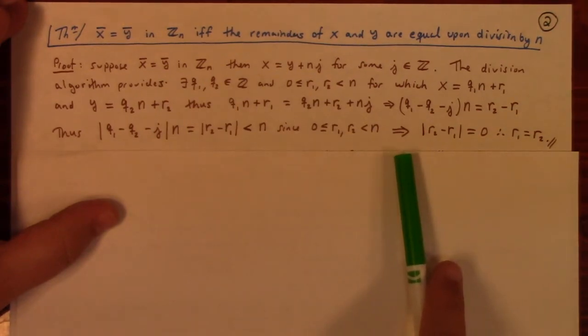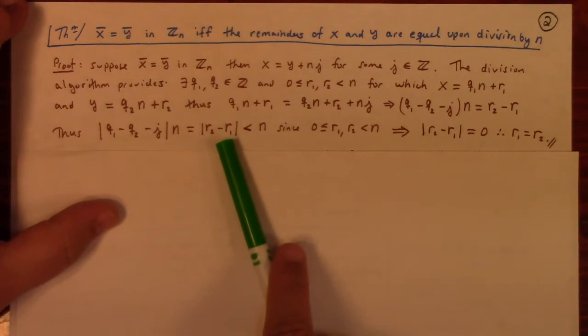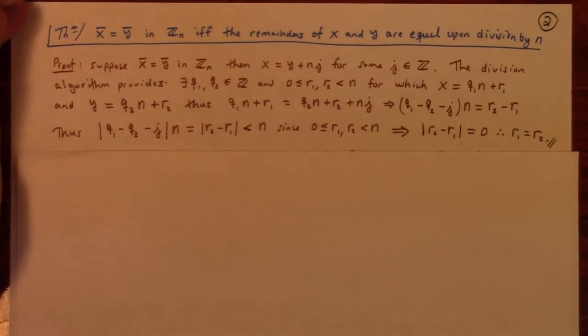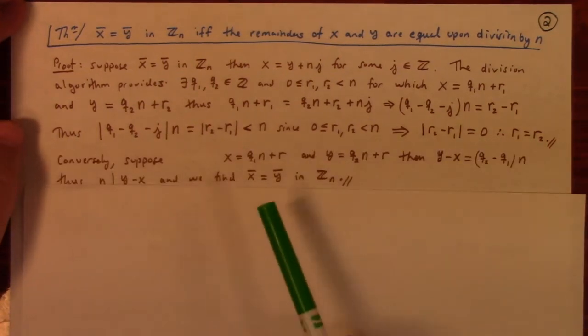So that says that it can't be anything but 0. That has to be 0. And if that's 0, that forces r1 to equal r2, which is what we were claiming. All right, and that's the forward implication.